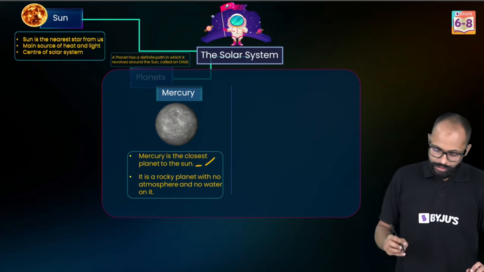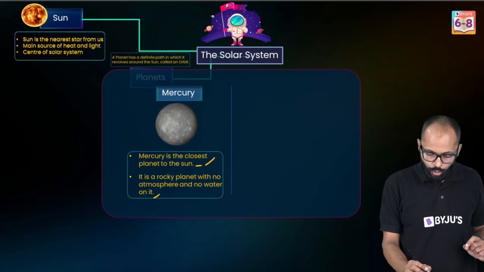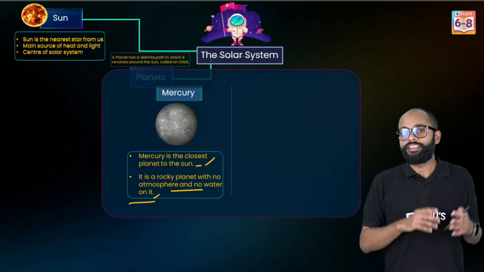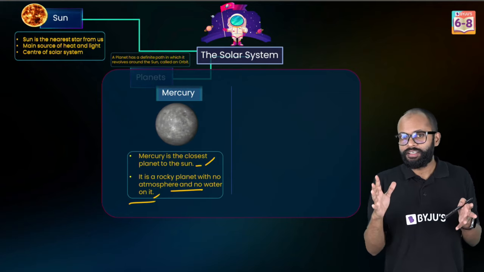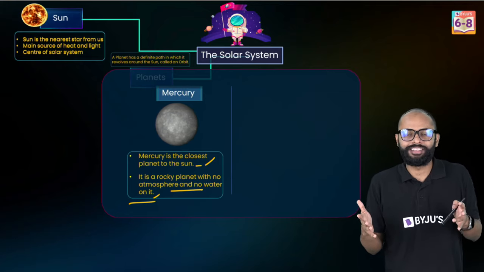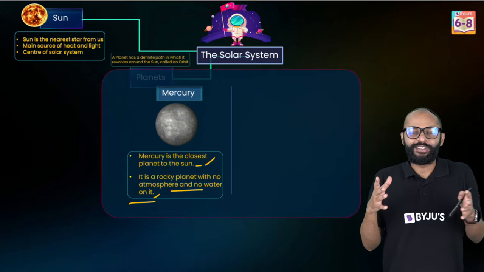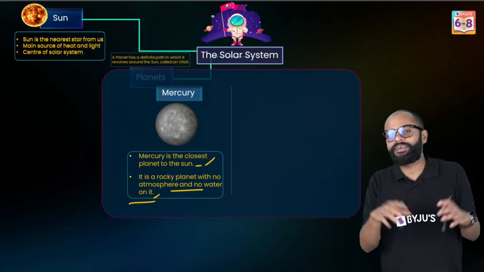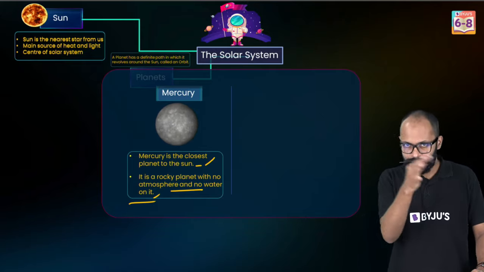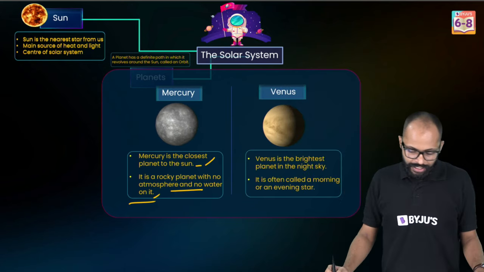Mercury is the closest planet to the sun. It is a rocky planet with no atmosphere and no water on it. Mercury, Venus, Earth and Mars, these are rocky. After these, all are gas planets, okay? That's a pattern.